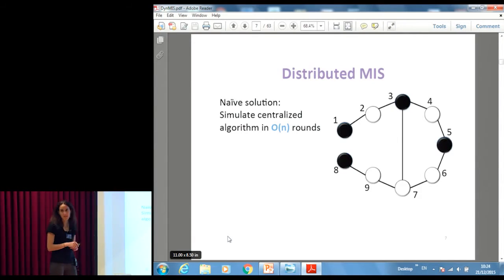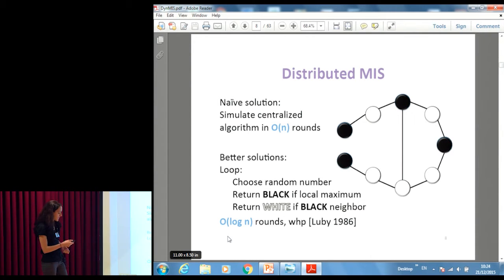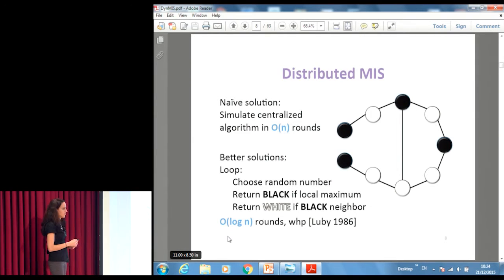And in fact, we can find an MIS in a distributed setting in a logarithmic number of rounds. So this is a classic result by Luby. It's from 30 years ago. I'm not going to prove it. I'm just going to tell you what it is.